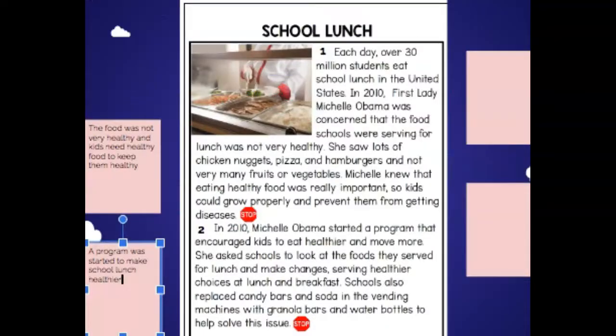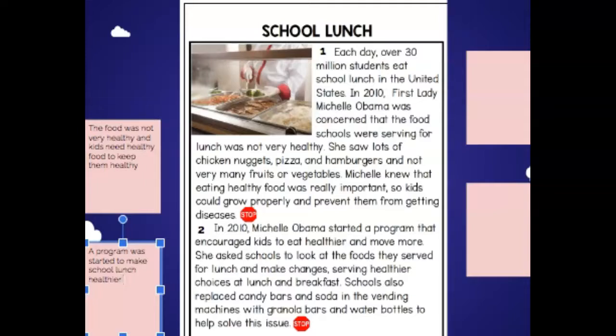Same thing with school lunch. Each day, over 30 million students eat school lunch in the United States. In 2010, First Lady Michelle Obama was concerned that the food schools were serving for lunch was not very healthy. She saw lots of chicken nuggets, pizzas, hamburgers, and not very many fruits or vegetables. Michelle knew that eating healthy food was very important, so kids could grow properly and prevent them from getting diseases. So we could just note on the side, the food was not very healthy, and kids need healthy food to keep them healthy.